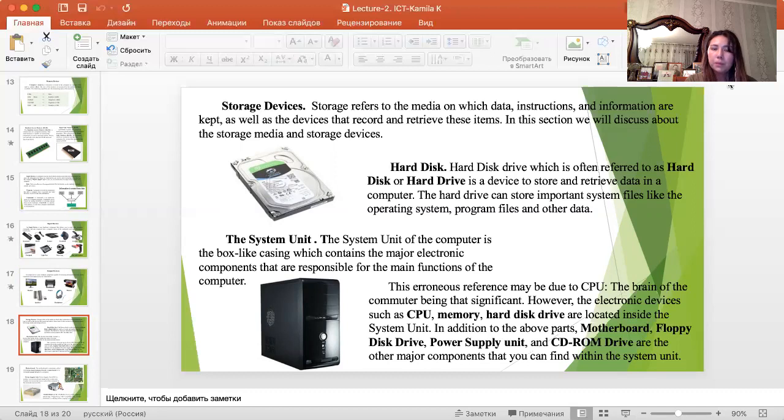The system unit. The system unit of a computer is the box-like casing which contains the major electronic components responsible for the main function of the computer. This erroneous reference may be due to the central processing unit, the brain of the computer, being that significant. However, electronic devices such as the central processing unit, memory, and hard disk drive are located inside the system unit. In addition to the above parts, the motherboard, floppy disk drive, power supply unit, and CD-ROM drive are other major components that you can find within the system unit.